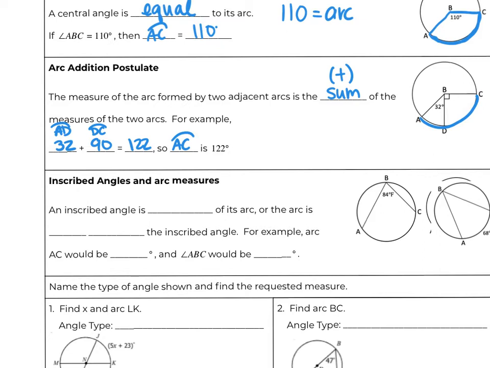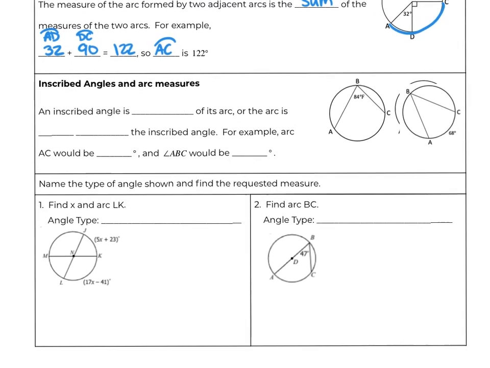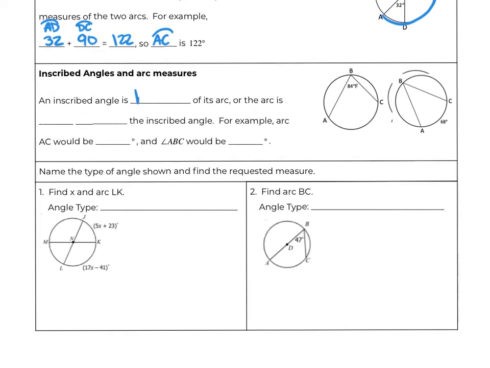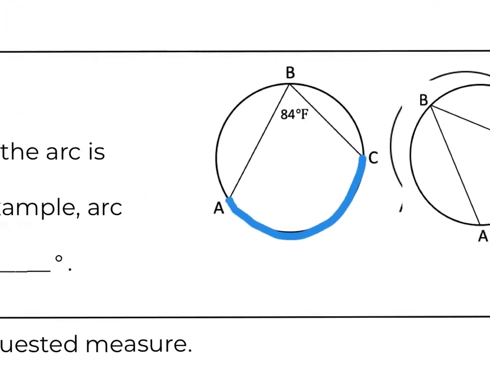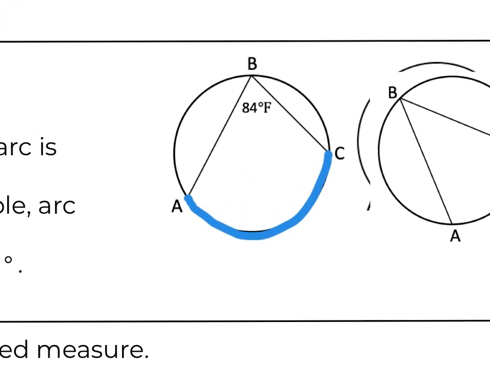Okay, inscribed are slightly harder, but once you remember the formula, it should not be too much. So an inscribed angle is half of its arc, or the arc is 2 times the inscribed angle. Okay, so let's look at this first one, so right here. Okay, they want AC. Okay, so look here. 84, is that the angle or the arc? The angle, because this is where the two straight lines meet, right?